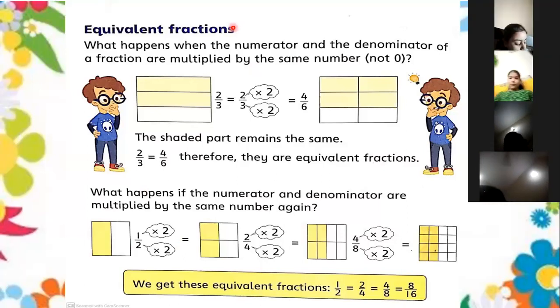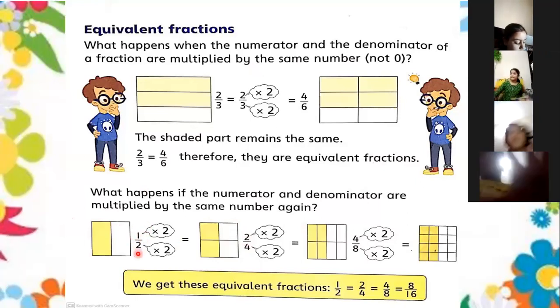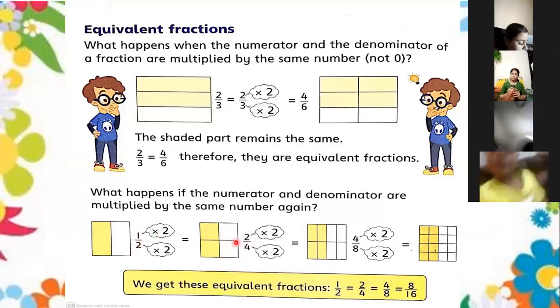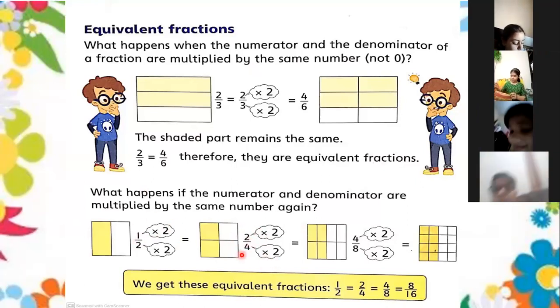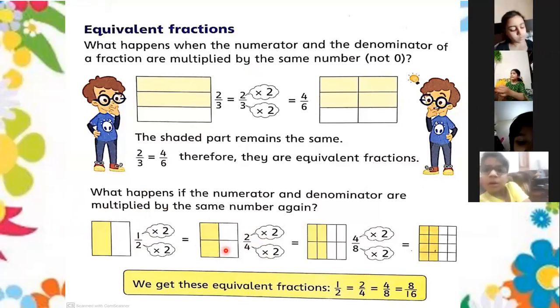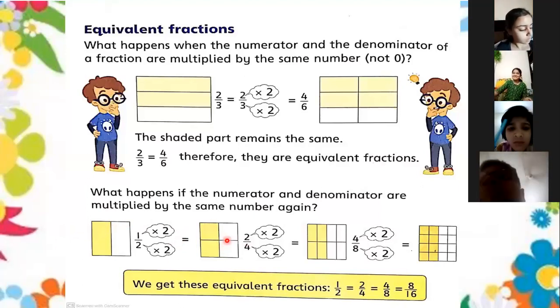So here you can see now we have divided this shape into 4 equal parts, out of which 2 parts are shaded. When we multiply 1 upon 2 by 2, we get the answer 2 upon 4. In the fraction you can see here, and in the form of shape you can also see here, that this shape now has been divided into 4 equal parts. The proportion of this shape is same, but now it has been changed into 2 upon 4.